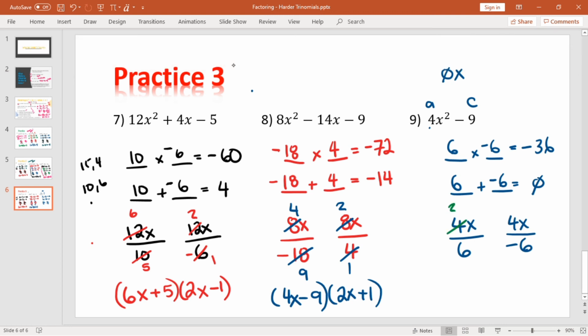Four can reduce to 2, 6 can reduce to 3 by dividing both by 2. Same here, reducing that fraction 4 over 6 to 2 over 3, but a negative 1. So 2x plus 3, 2x minus 3. So another way to solve one when you're missing that b term. And that's it for our harder trinomial section.